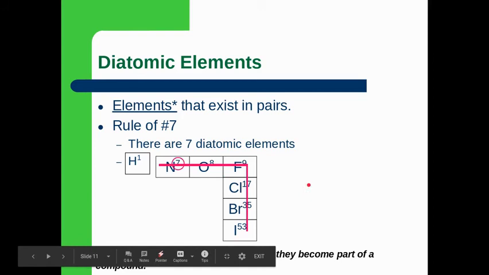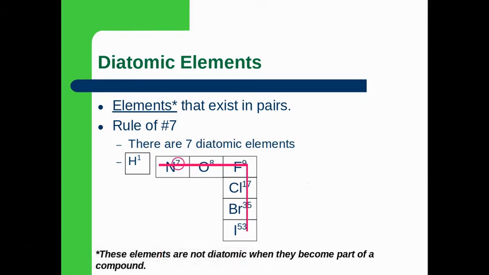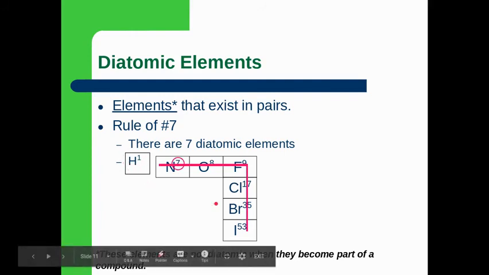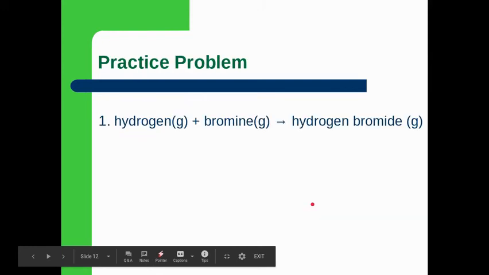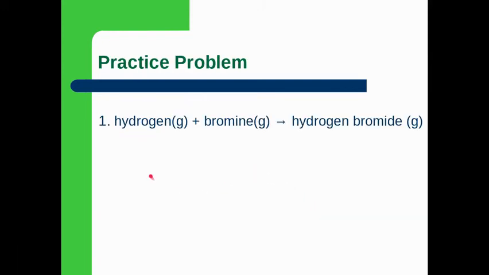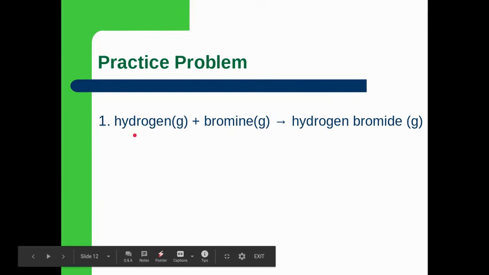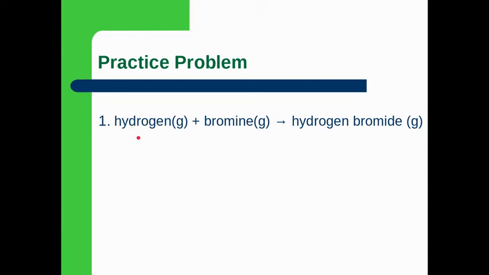Okay, so when we write the symbols for these 7 elements, we're always going to write them with a 2 subscript. On the next slide, I'm going to show you a word equation for a chemical reaction that uses hydrogen as an element and bromine as an element. And we notice that these are both diatomic. So when we write our skeleton equation from this word equation, we need to keep that in mind. So hydrogen, because it's diatomic when it's by itself as an element, and we know it's an element because there's only one name listed there, we have to write it as H2.